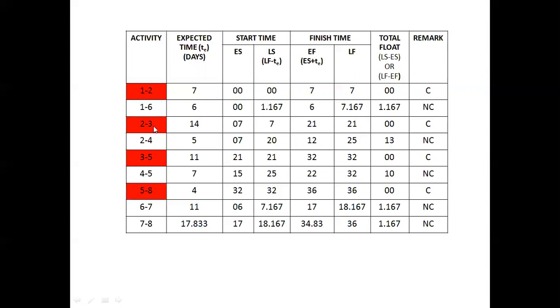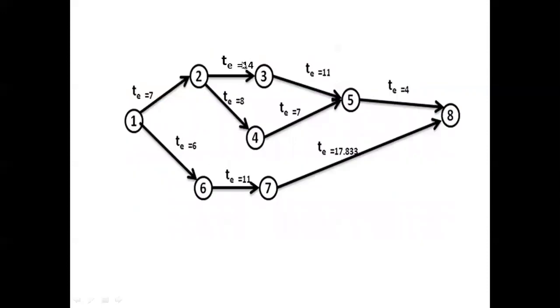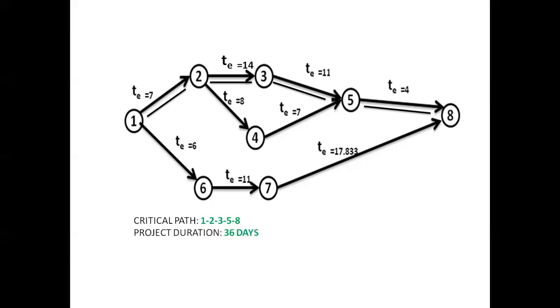Then these critical activities have to be marked on the network diagram. Here in the network diagram, 1 to 2 is the critical activity, then 2 to 3, then 3 to 5, and last 5 to 8, and it becomes the unbroken chain from the start event of the project to the end event of the project. So 1 to 2, 2 to 3, 3 to 5, and 5 to 8 is the critical path. Then finally, the project duration. This project duration is equal to 36 days.